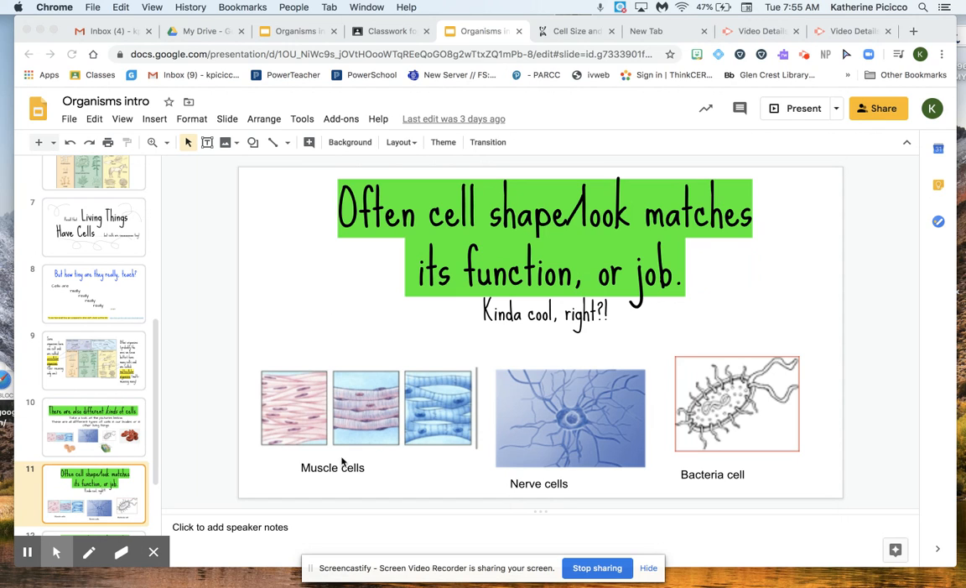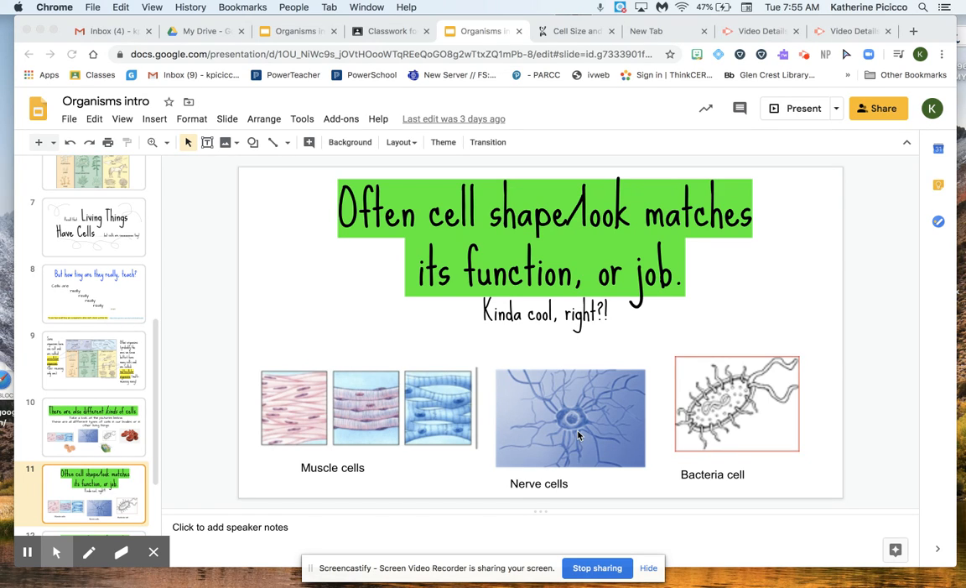So, cells, we said muscle cells can kind of move like an accordion, because if you think about it, your muscle might lift, your arm might lift something up, bring it to your mouth, bring it down, right? Your muscles have to be able to have some flexibility. So, that's what a muscle cell looks like.